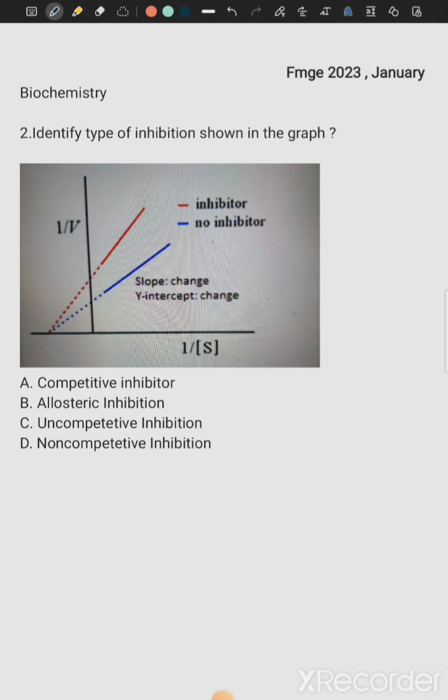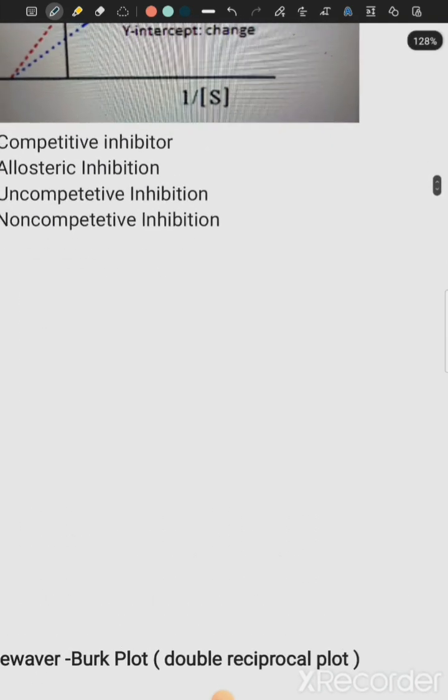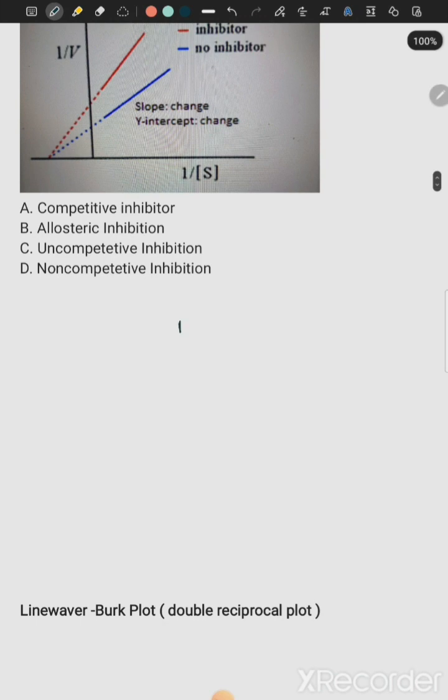I think you should know what the types of inhibition are and where we study about this thing. Actually, this topic has an explanation in pharmacology and also in biochemistry. Before going through this question, I want to tell you that this topic comes under enzyme kinetics.